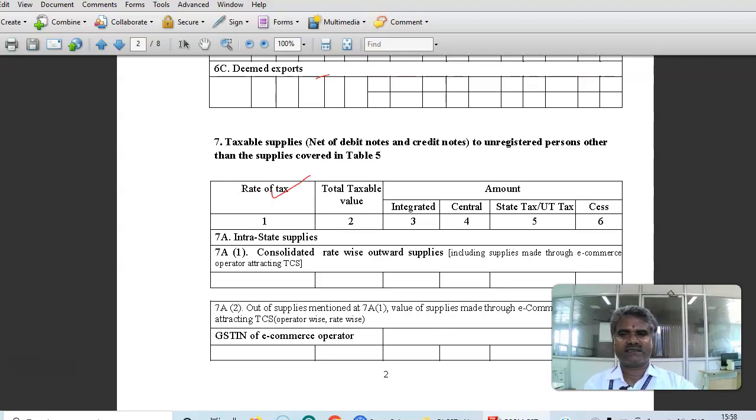So rate of tax, total taxable value. What is integrated tax here? Integrated, not possible. Then CGST, SGST, and if anything is available, cess, you have to enter. Then consolidate rate wise, because you may sell different varieties of goods and have to charge different GST, so you have to list out all the details rate wise.